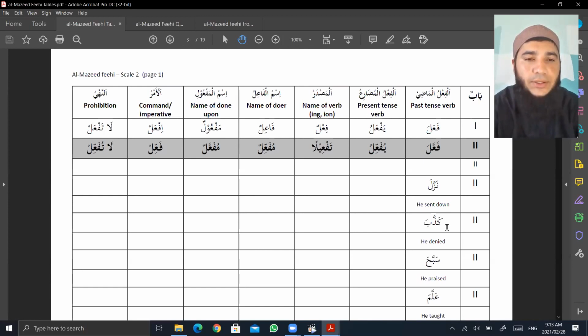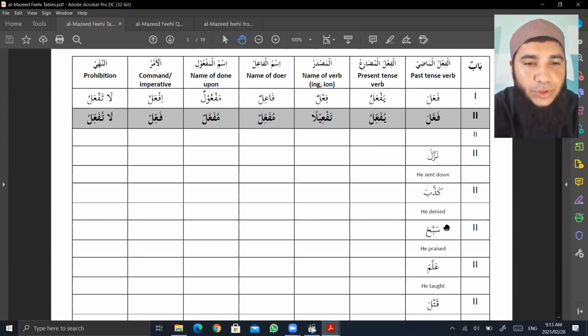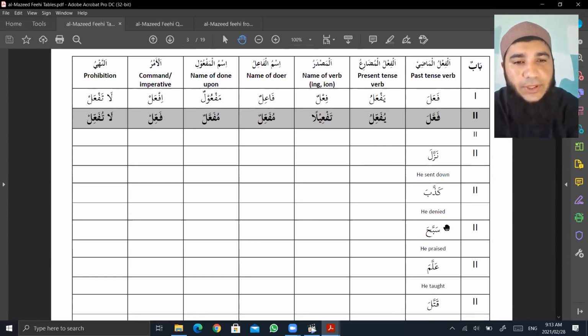And then let's take a different set of root letters. Let's take علم. Everyone, علم يعلم تعليما معلم معلم علم لا تعلم. Again, علم يعلم تعليما معلم معلم علم لا تعلم.